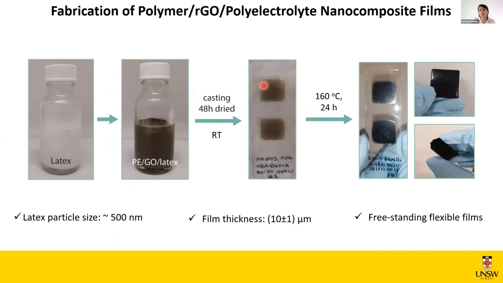After that, we thermally reduce the graphene oxide contained here to produce the electrical conductivity. The thermal process happens at 160 Celsius for 24 hours. As well, we were able to produce freestanding flexible films, as you can see in these two images.